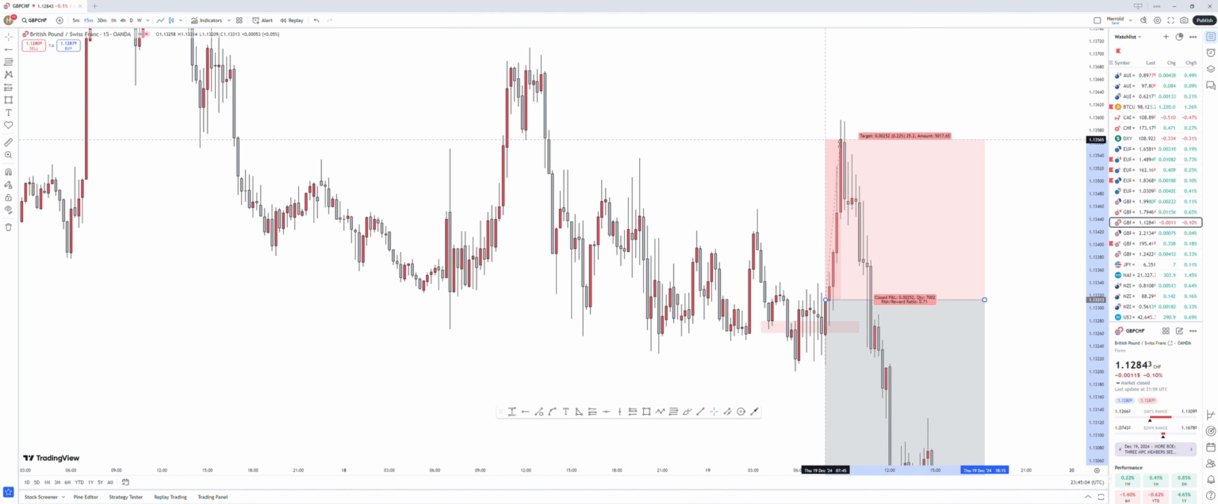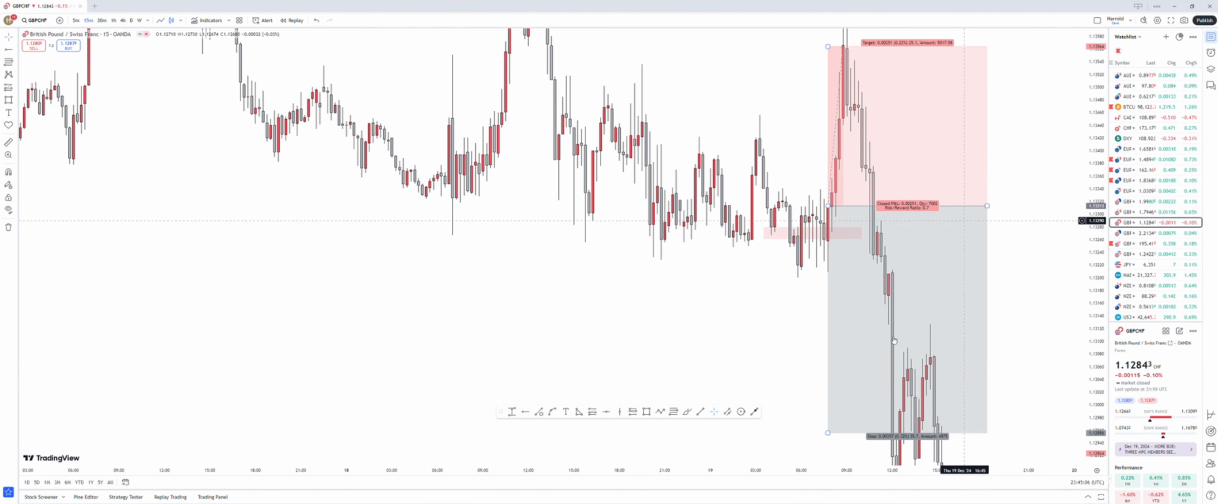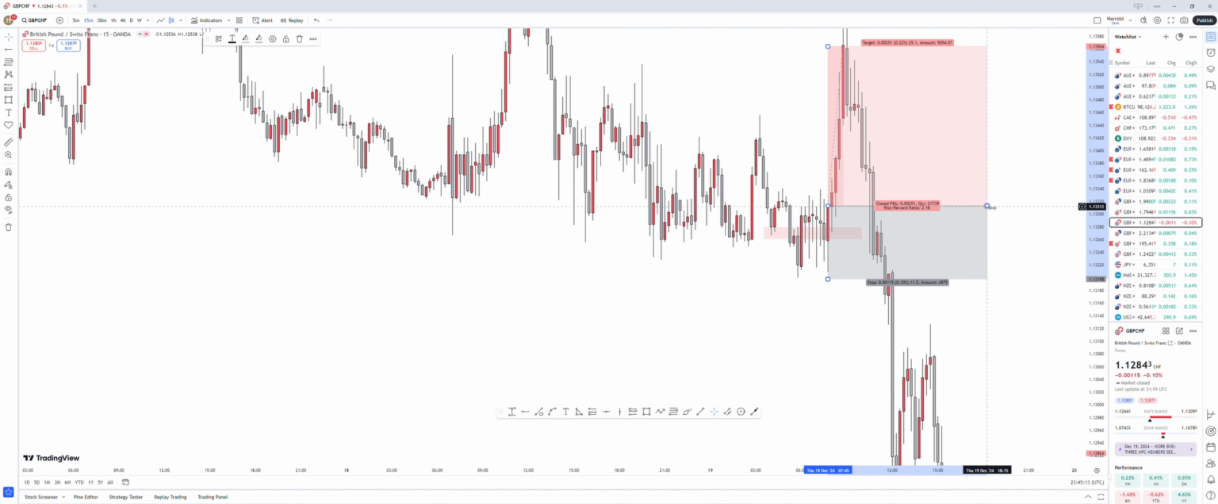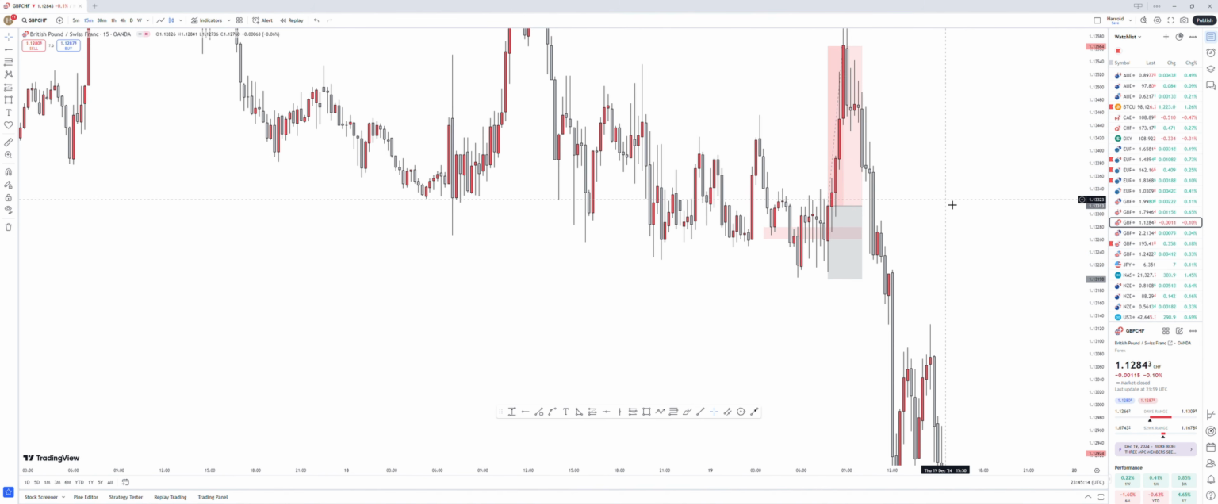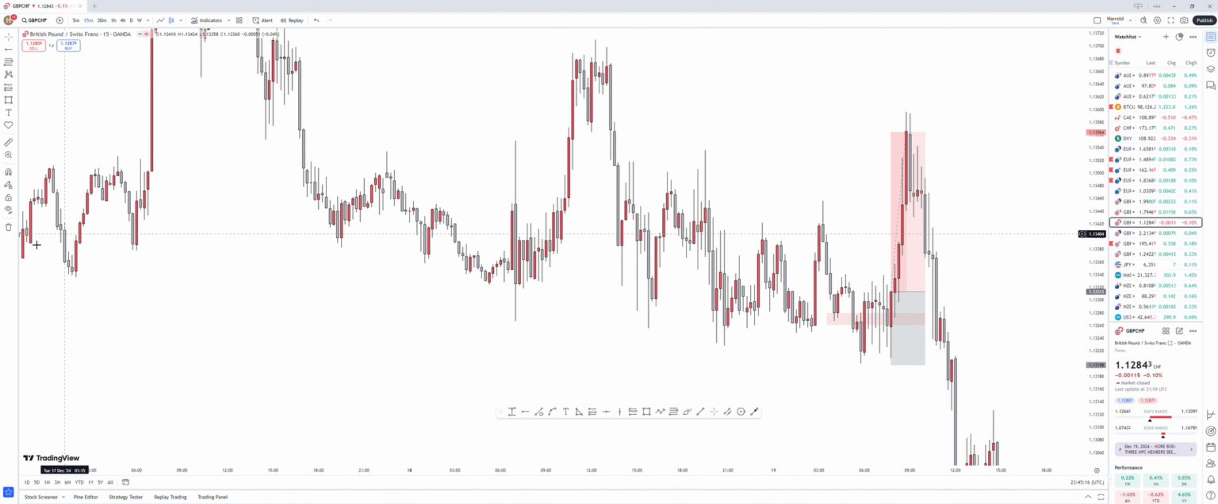So stop loss is going to be right below the confirmation, looking at a 1:2, 1:3 risk to reward. There's a 1:2. You can see it played out very well. As simple as that. Simple trade, guys. Very, very simple trade.